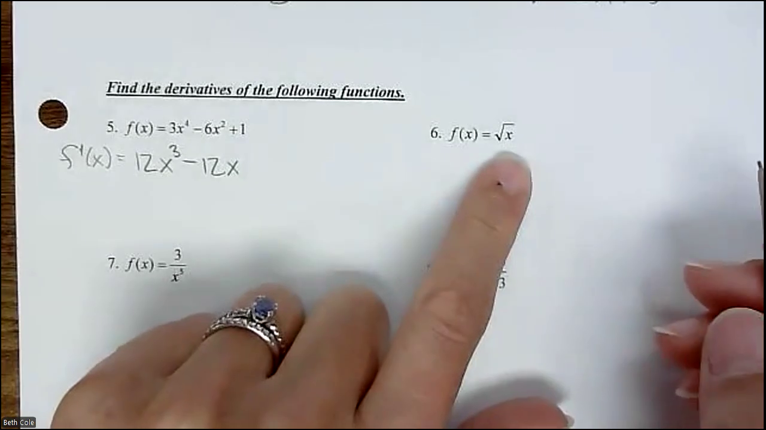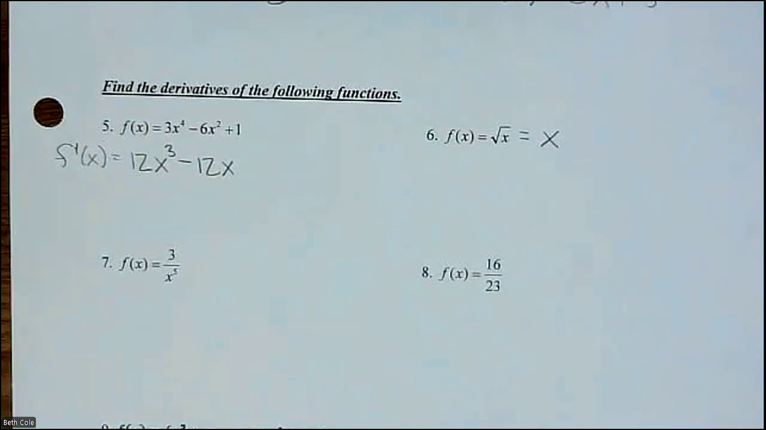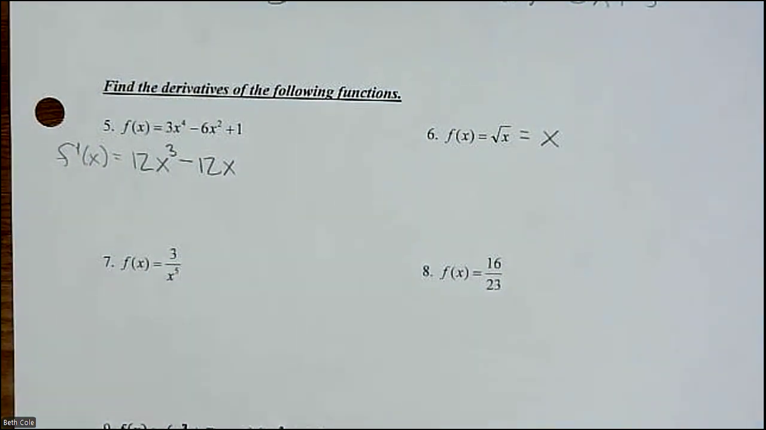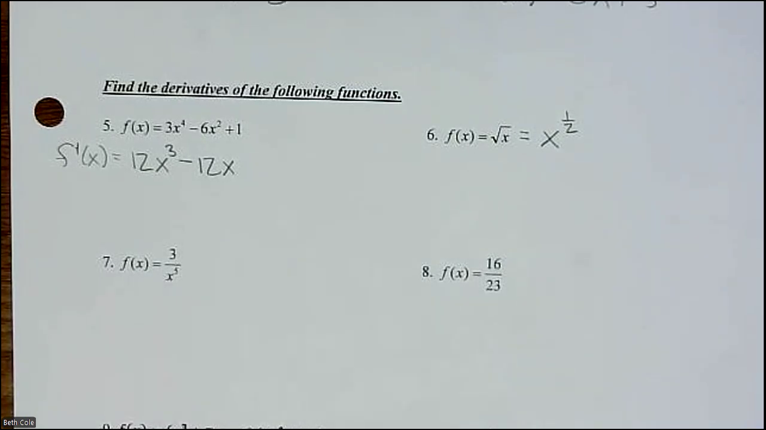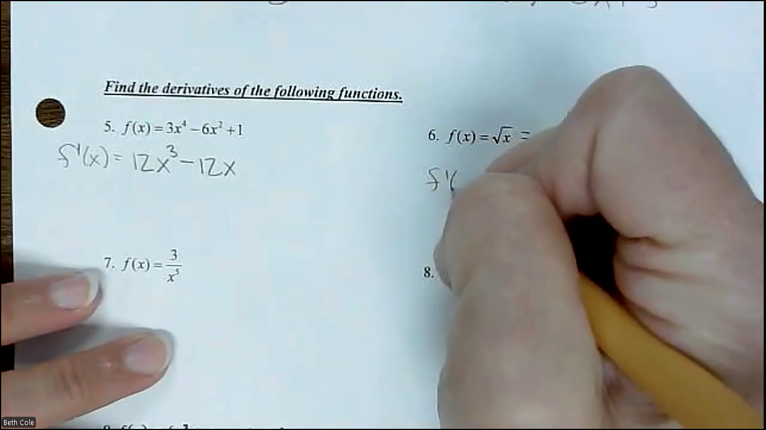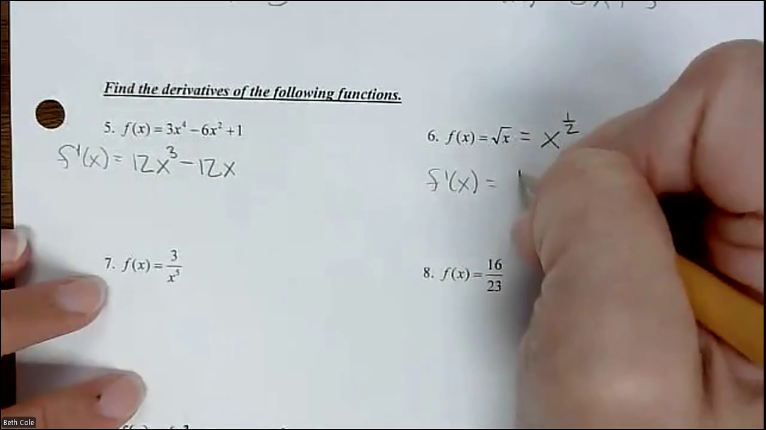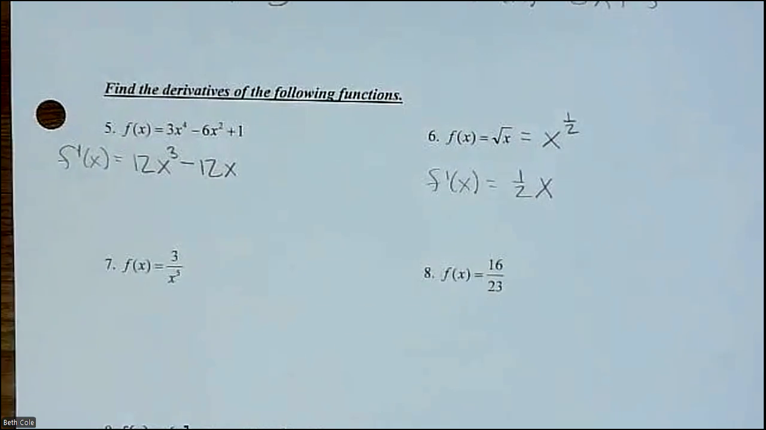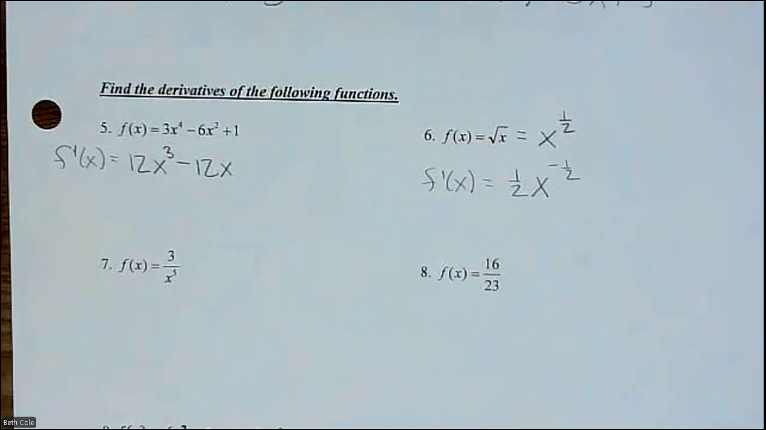Okay. Now this one, we're going to rewrite the problem as x to the what? What's the power for a square root? It is 1/2. Follow-up question, what would it be for a cube root? 1/3, et cetera, et cetera. Okay. Following the same rule, it's just you now have a fraction. So you're going to bring down the power 1/2 and you subtract 1. So it's 1/2 minus 1. What would that give us? -1/2.